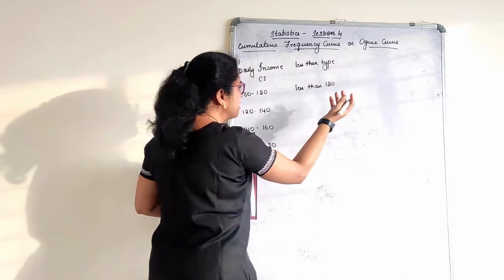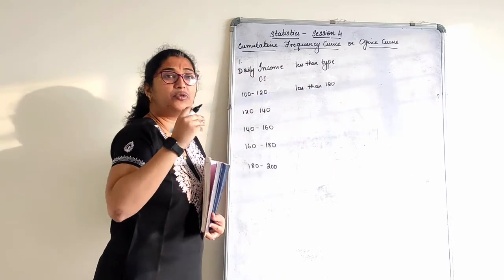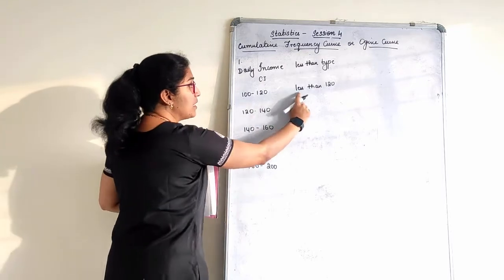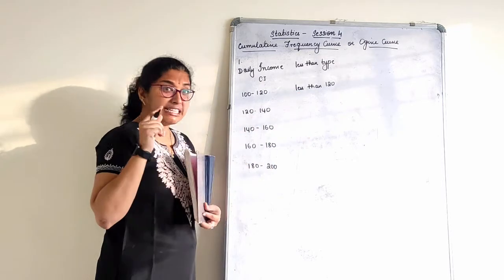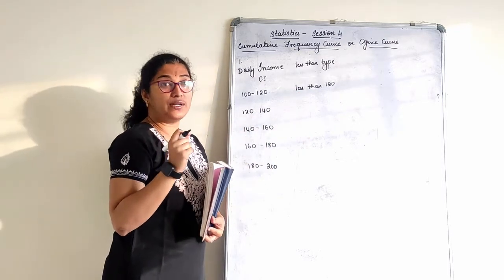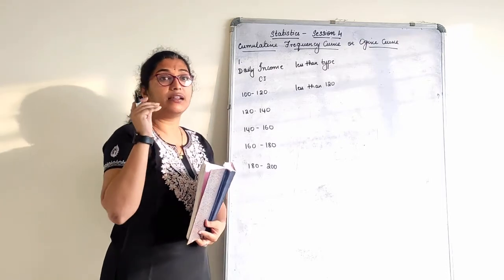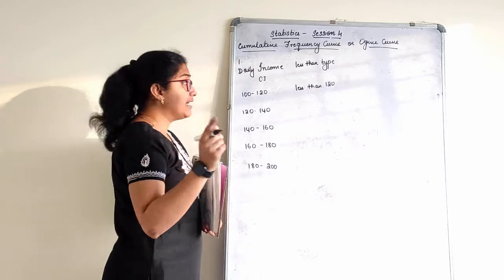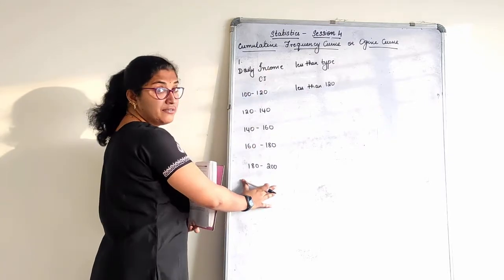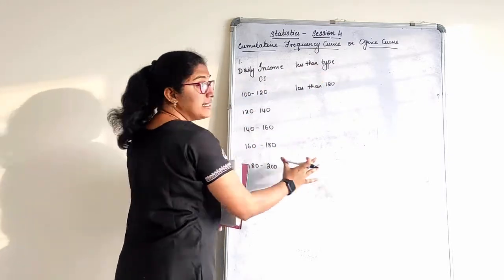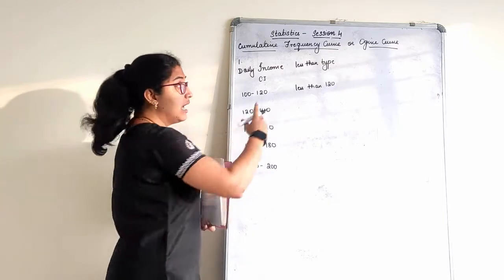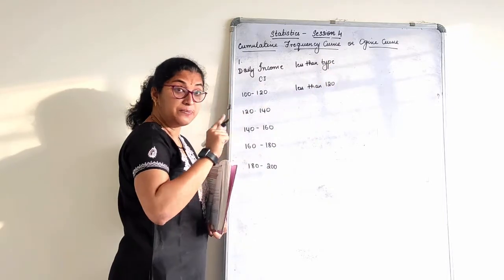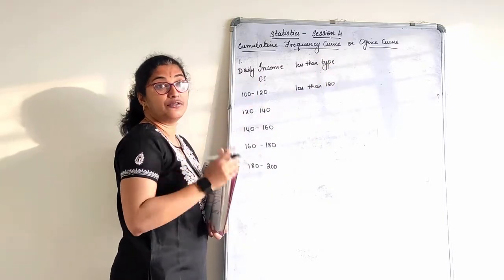See children, with practice you understand. One or two sums you practice, you will understand how to frame the frequency. Less than 120 can also be written as below 120, but in algebra we particularly use the words less than only. So please use less than. Again I am repeating, first your class interval, then the less than has to be written. After that you can write frequency, and after that the cumulative frequency.